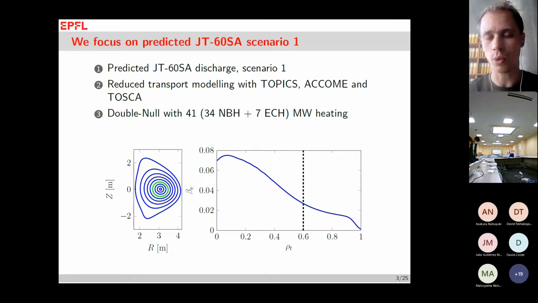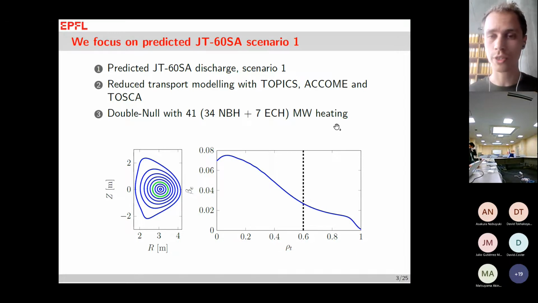Now, in our case, we won't do simulations for the whole plasma, but will focus on just one radial position. This is indicated by the green flux surface on the left. We're going to do simulations near this radial location, as indicated by the dashed line here on the right. The beta that we're considering is about 2.7%.